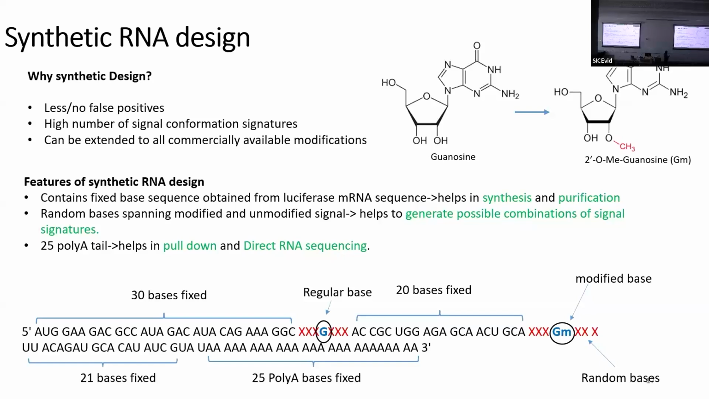Our rationale was if you do synthetic molecules, you have fewer false positives, and you can do all possible conformations, because in the cells, maybe all sequence combinations are not available if you're only looking at human. Maybe there are some sequence contexts that are not. So how about we generate synthetic ones?